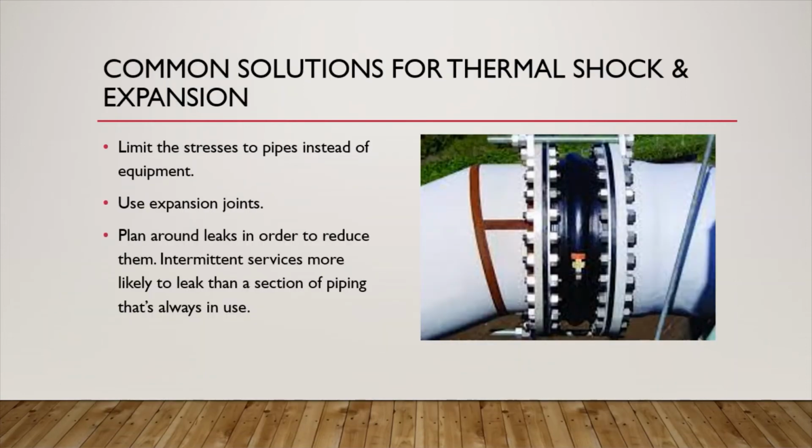Common solutions for dealing with these thermal issues is limiting the thermal stresses to the piping instead of the equipment. Thermal stress in the pipe will be easier to deal with than a bigger flange or valve. Use expansion joints in piping to allow the section of piping to expand and contract without as much stress to the material, and plan around leaks in order to reduce them. If you know an intermittent service will be more prone to leaking because of the thermal stresses induced on the piping, then introduce more frequent maintenance inspections on that section of piping.